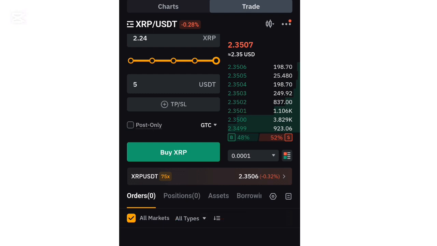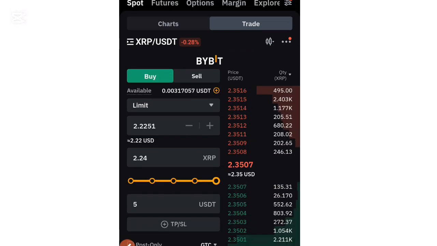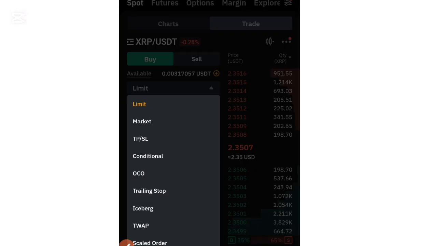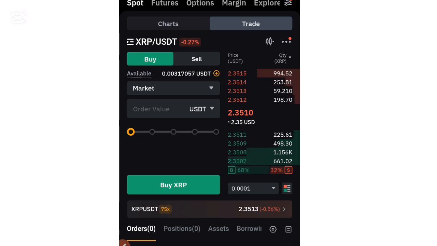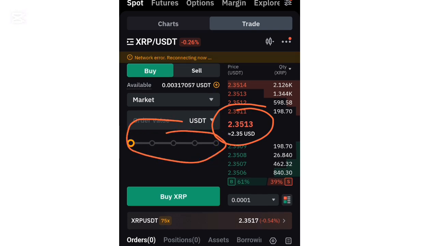But if you don't want to trade limit, you can actually use market price. Market price means you are buying at this current market price that you are seeing. What is the current market price of this coin? That's what you are seeing there, 2.351, 2.18. You can see that it is increasing and decreasing. 2.2513 now. So that's the current market price, and here you can adjust the amount of USDT you want to use to purchase this coin.